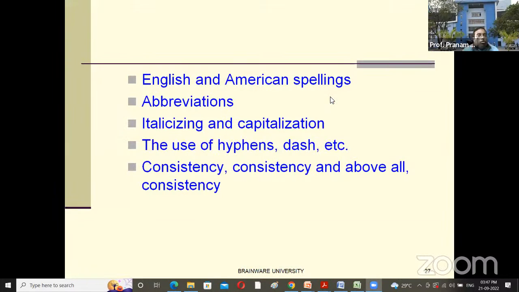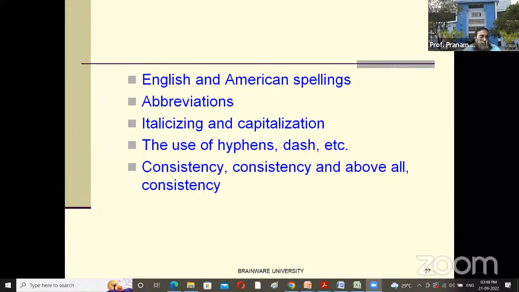Now I am coming to spelling, that is English and American spelling. If you use English term like behaviour, BEHAVIOUR, this is the English spelling. And what is the American spelling? BEHAVIOR. So this is the American spelling. If you write one English spelling in one place and the same word with different spelling in a different place, that is not intended. You should be consistent. When you use American spelling, you should be using American spelling. When you use English spelling, you should always use English spelling.